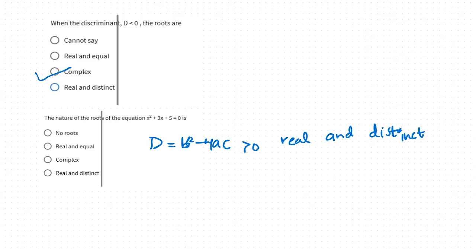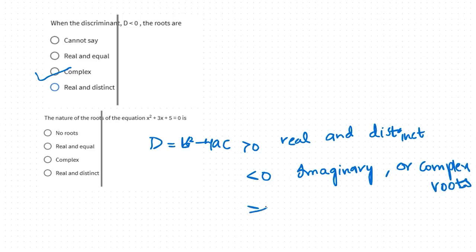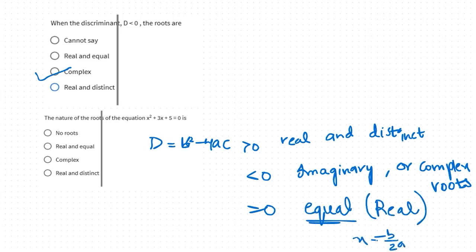Negative means imaginary, complex, whatever it is. Imaginary or complex roots, they both come together. And D equal to 0 means the roots are the same, equal. They are still real, x is equal to minus b by 2a, a real number. So from the given formula, we just find the value of the discriminant and determine if it is positive, negative or 0.